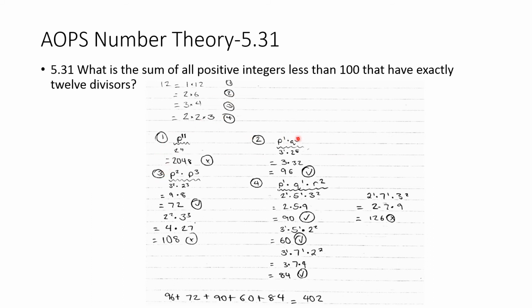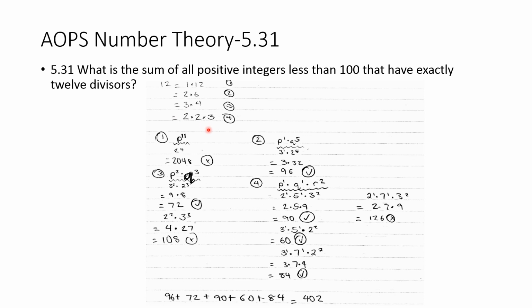Now, the second case is 2 times 6, so it has to be p to the power of 1 times q to the power of 5. p and q are both primes. So if you do 3 to the power of 1 times 2 to the power of 5, that's the smallest, and it's 96. Now, the third one is 3 times 4. So you could do p to the power of 2 times q to the power of 3. So 3 to the power of 2 times 2 to the power of 3 would be the smallest. So that's 72, and if you flip it around and do 2 to the power of 2 times 3 to the power of 3, that's 108, which is greater than 100, so no.